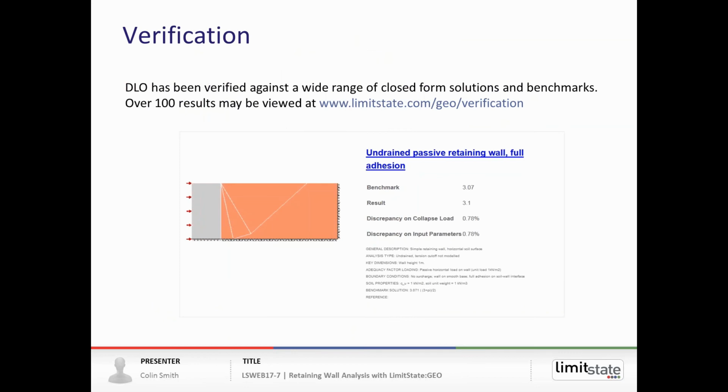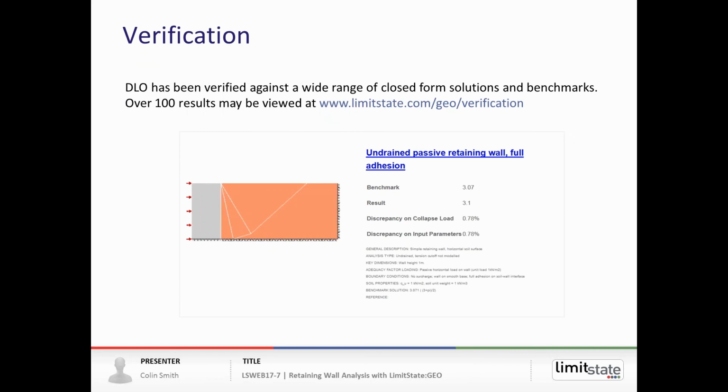Obviously you want to be sure, confident that this actually does what it says it does. So every time the software is modified, we run thousands of tests to make sure it's churning out the same answers that we expect it to do. We put over 100 of these on the website, and essentially these have been calibrated against known solutions in the literature.